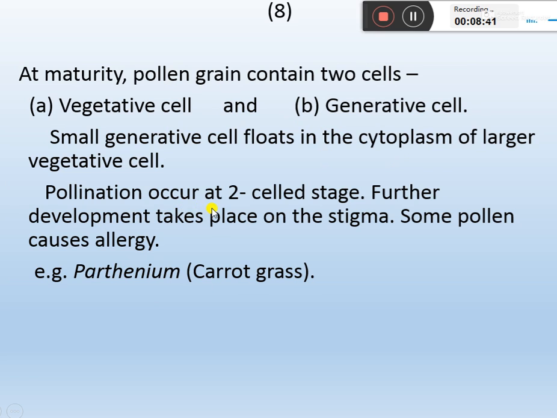Pollination generally occurs at the 2-cell stage, from the anther to the stigma. When the pollen grain reaches the stigma, there is an interaction between the stigma and the pollen grain, and further development of the pollen grain takes place on the surface of the stigma. Thank you.